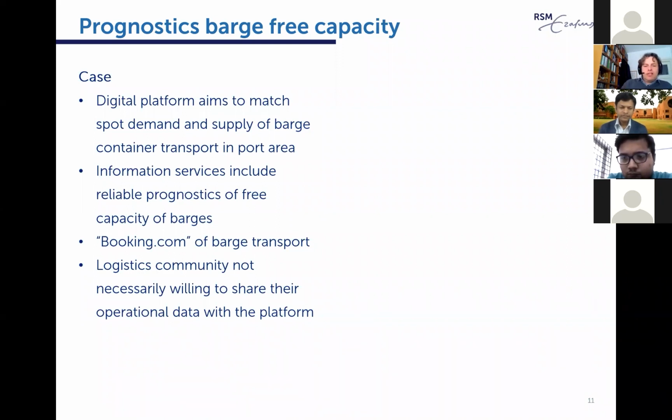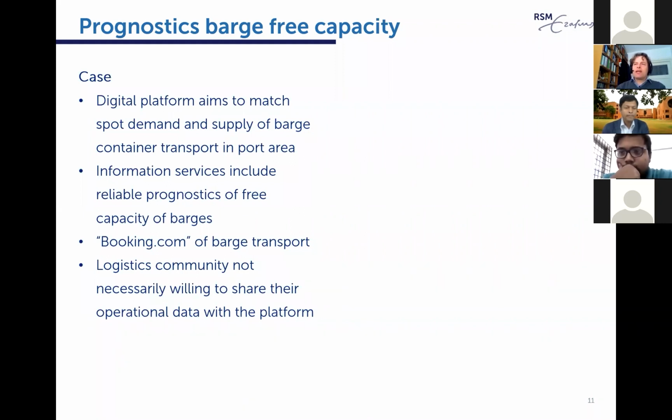Now, the information services that you need for that include reliable prognostics, because if you want to act fast, you need to know what's going to happen. It's better to say, well, looking at everything that we know, using all the data that we have, we see that a particular barge might have 5 spots available at 2 o'clock in the afternoon. So let's anticipate that. We of course need to check that, but let's try to accommodate the demand that we see for barge transportation accordingly.